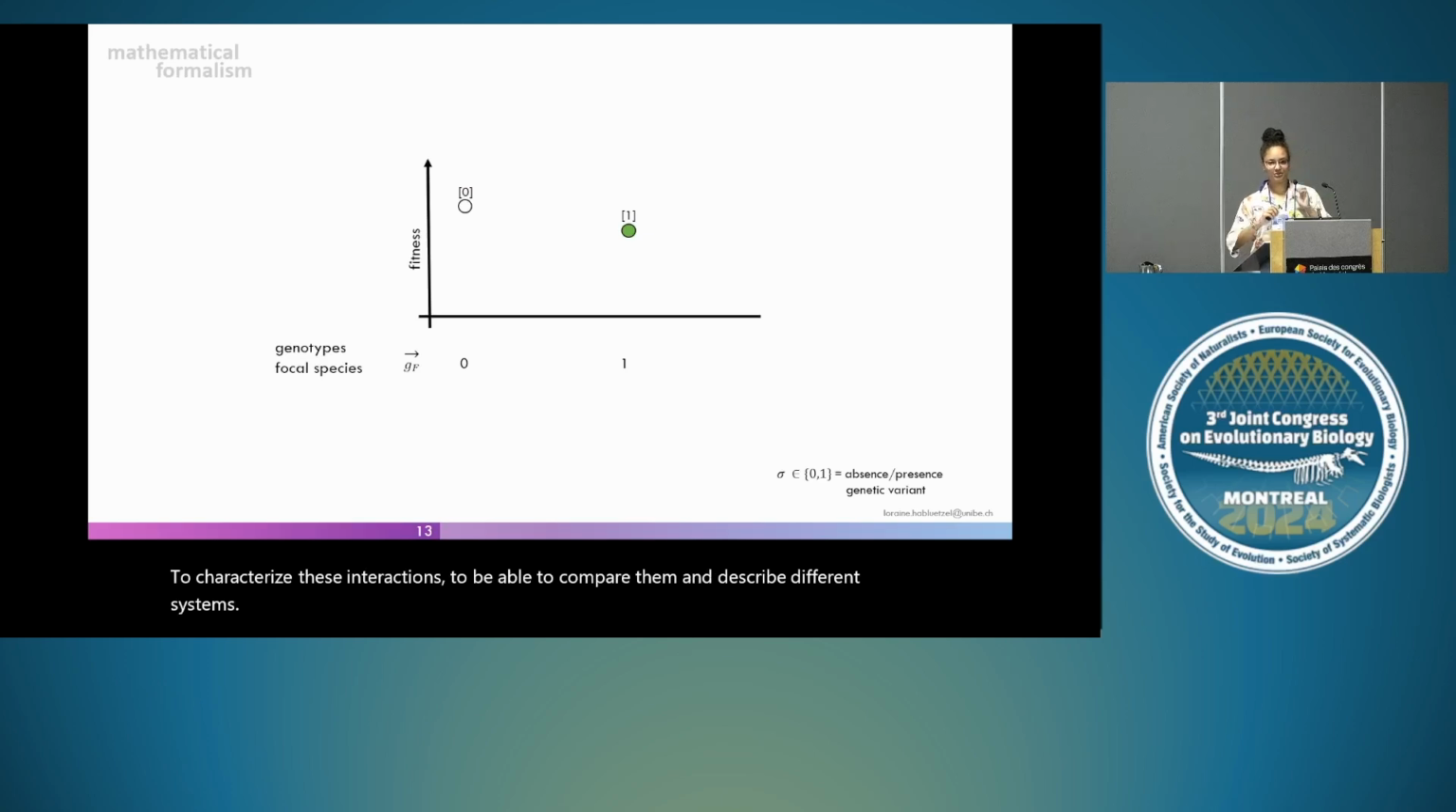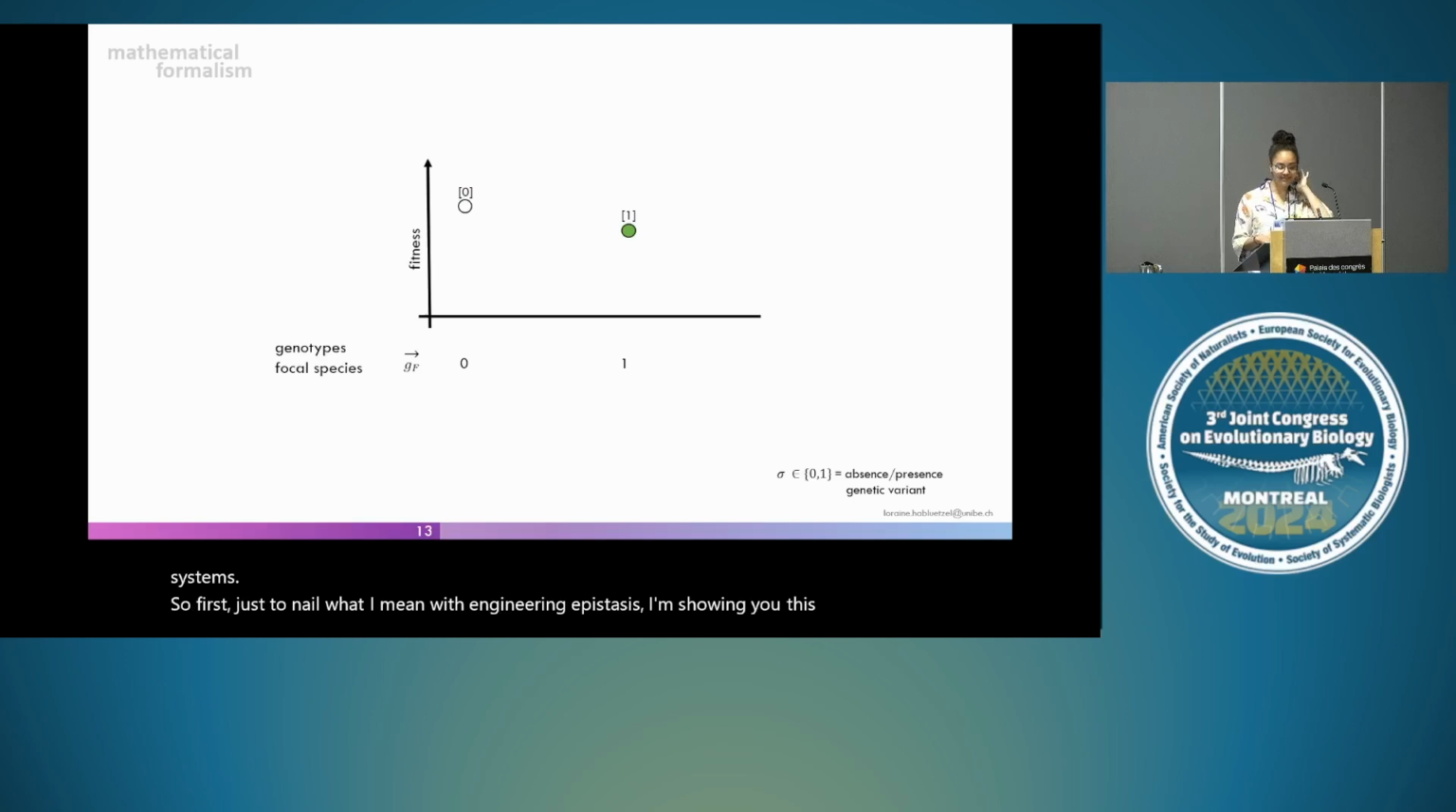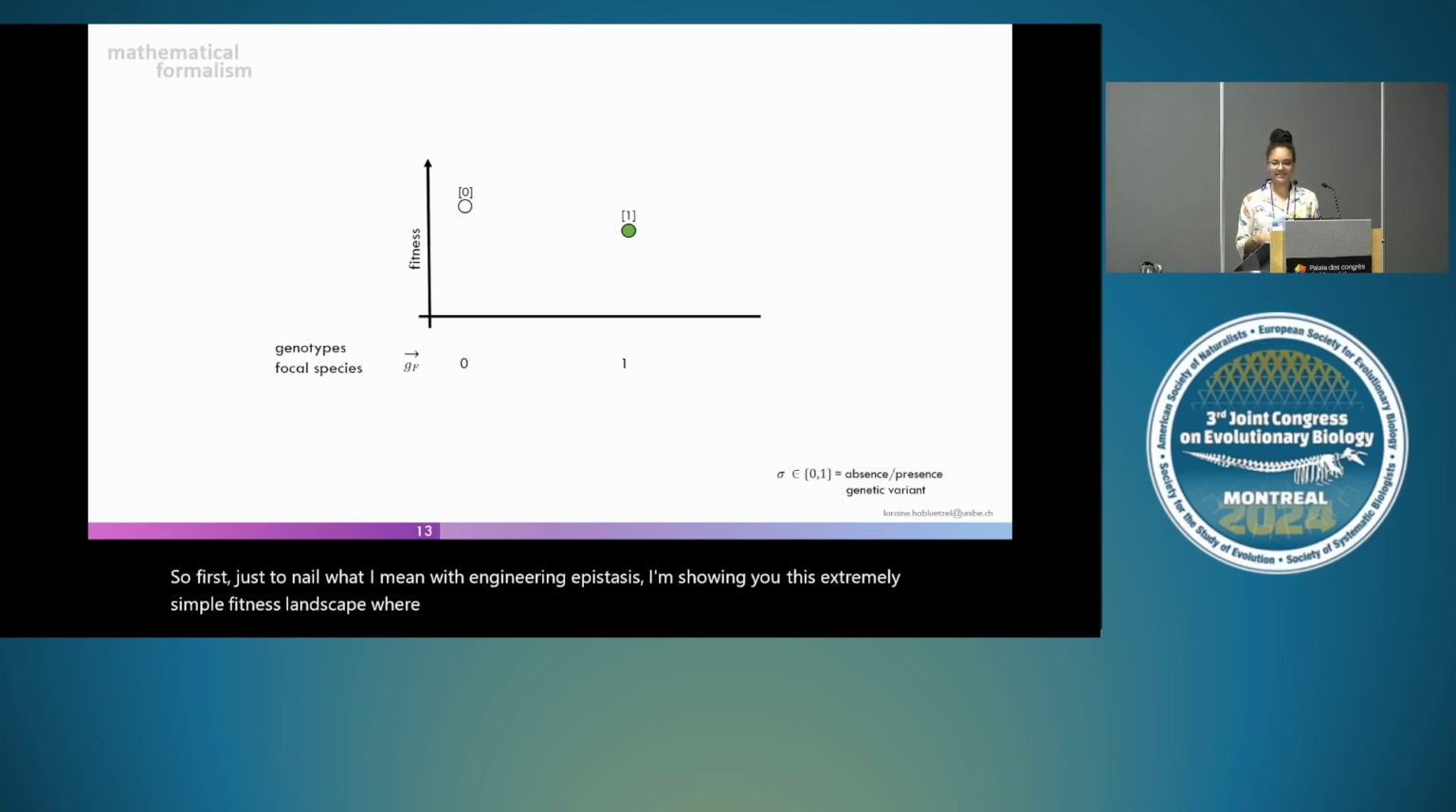So first, just to nail what I mean with endogenomic epistasis, I'm showing you this extremely simple fitness landscape, where on the x-axis I have two different genotypes, 0 and 1, so reference genotype, and then the presence of a genetic variant. The genetic variant can be whatever you want it to be. It can be a single SNP. It can be presence absence of a whole gene or of a haplotype. But then the idea is that for each focal genotype of the species I'm studying, I can measure the fitness, and then the mutation can impact this fitness.